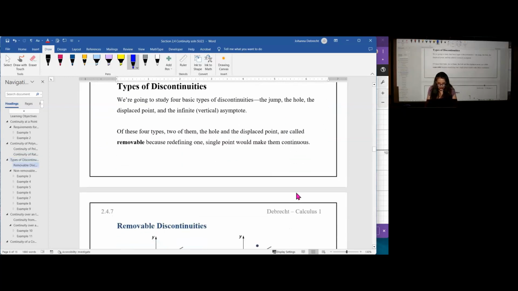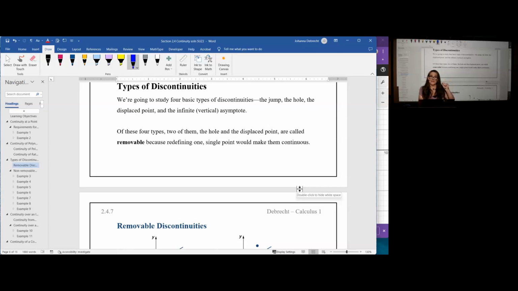Let's talk about the types of discontinuities that we've been using so far. The 4 discontinuity types are the jump, the hole, the displaced point, and the infinite vertical asymptote. Those 4 you need to know and memorize. I often ask questions on exams, name the 4 discontinuity types, and draw a picture and state which condition of the definition of continuity they fail to meet.